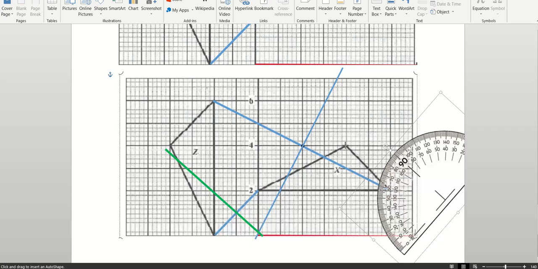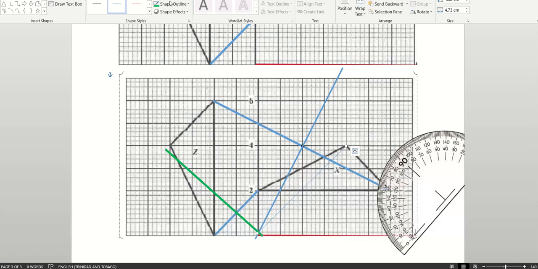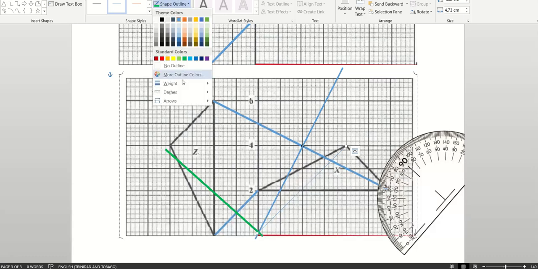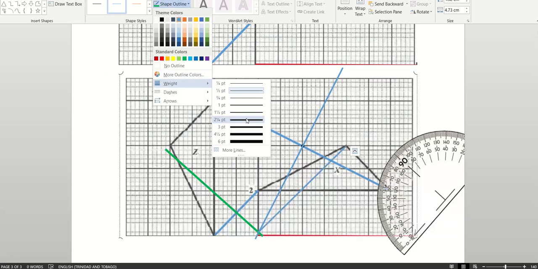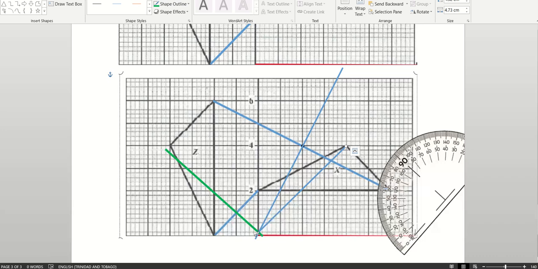So let's take this point here, right? And you're going to join it to this point here, right? And then we're going to make this a little bit bigger, right?